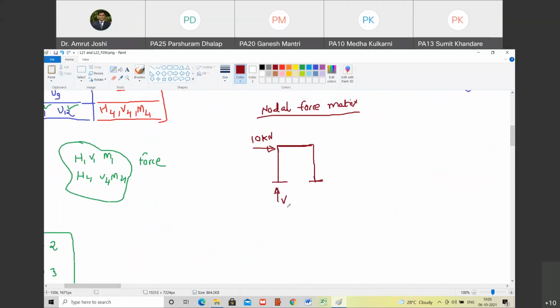I'm going to call it as VA. I am assuming its sense. Are you with me? Right now I am assuming their senses. Yes, sir. I am going to call it as HA, and I will assume that it is anti-clockwise. I am going to call it as MA. Happy? I am going to call this as HD. I am going to assume it to be anti-clockwise and I am going to call it as MD. So these are the nodal loads.